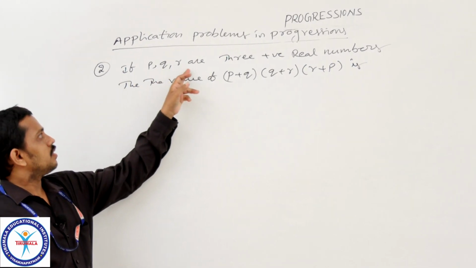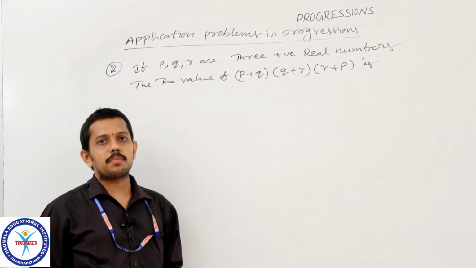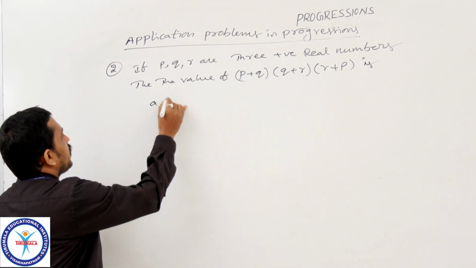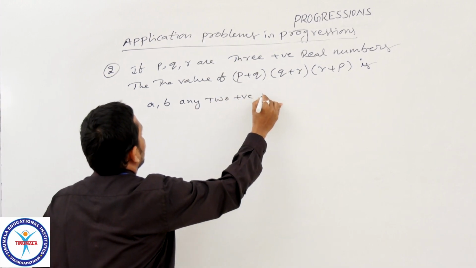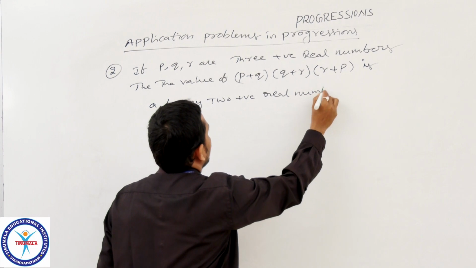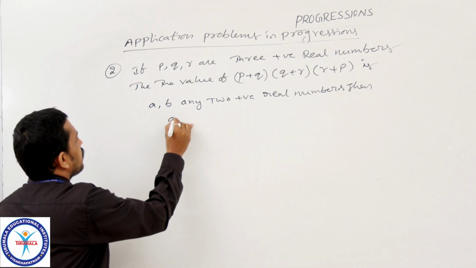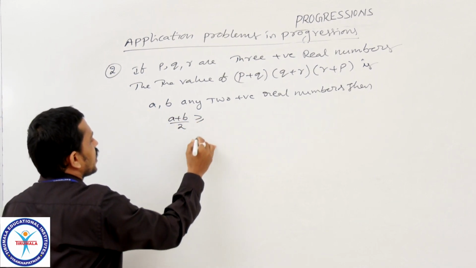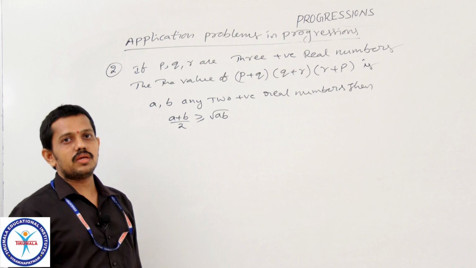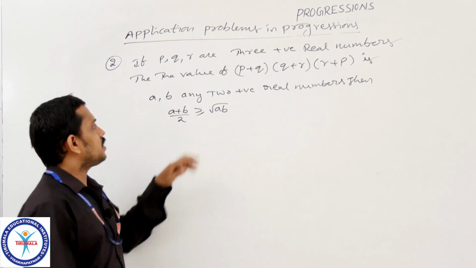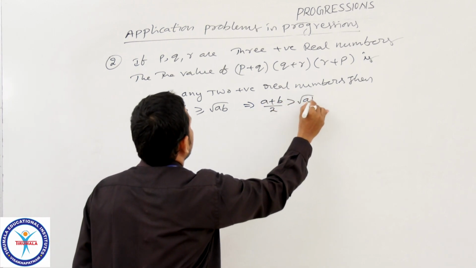If p, q, r are 3 positive real numbers, then what is the value of (p + q)(q + r)(r + p)? Suppose a, b are any 2 positive real numbers. Then by the AM-GM relation, (a + b)/2 is always greater than or equal to root ab. Equality holds when a is equal to b. If a is not equal to b, then (a + b)/2 is strictly greater than root ab.